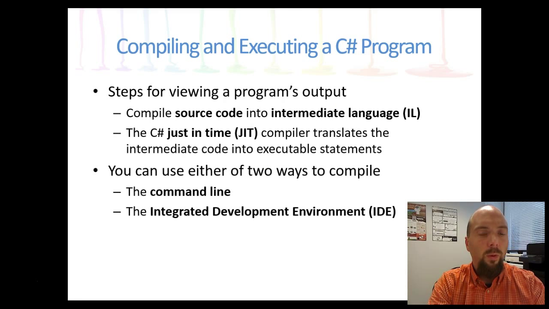I mentioned before that whatever we type into the IDE or the programming language, we have to convert into machine level language. I have what's called my source code, the stuff that I actually typed in, all the syntax that I created. I'm going to convert that into an intermediate language. Now, C# has what's called a just-in-time or JIT compiler that will take whatever I type and convert it into a machine language executable.